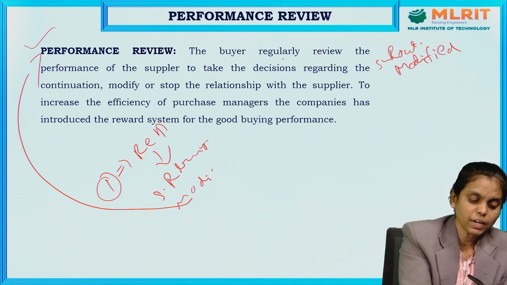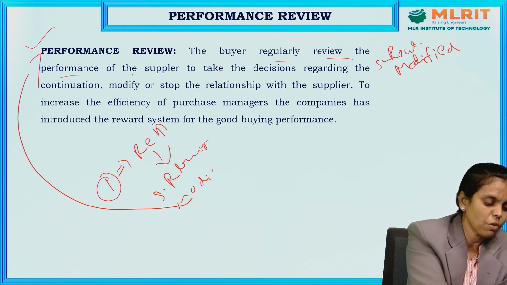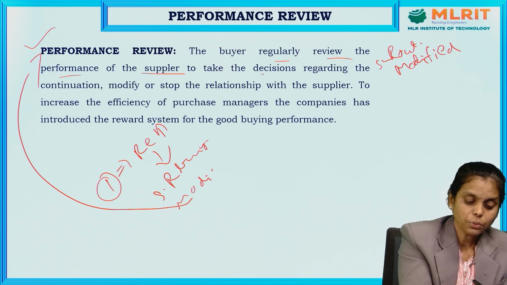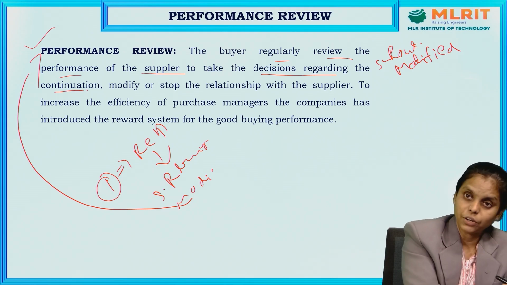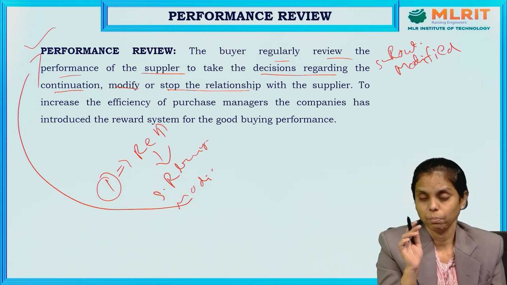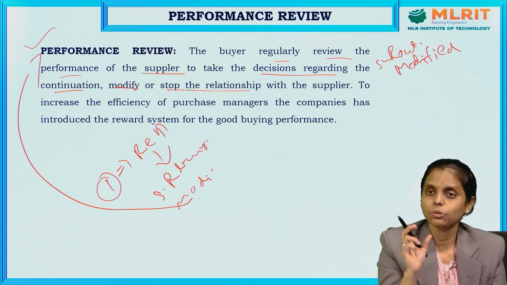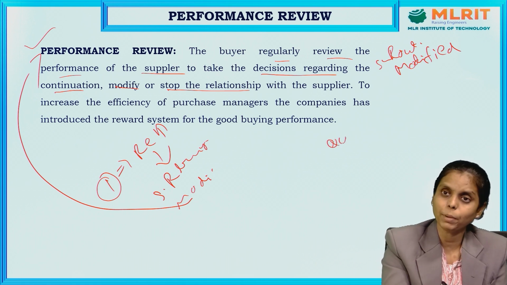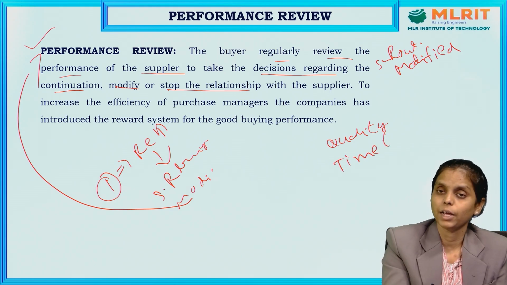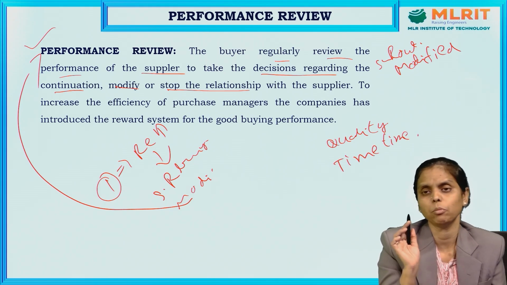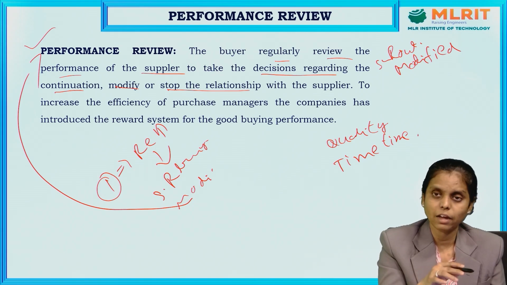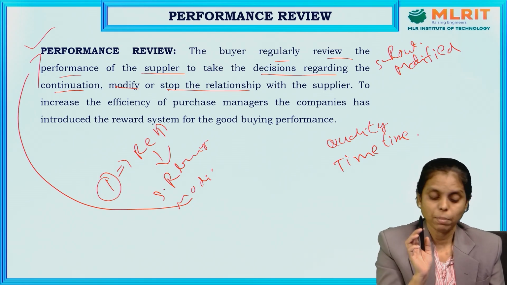The buyer regularly reviews the performance of the supplier to take decisions regarding continuation, modification, or stopping that relation, because until and unless we get quality raw material, and at the same time the material is delivered at the right time, no business organization can manage. So for this, the evaluation can be done under performance.